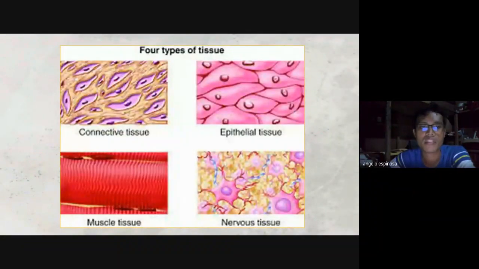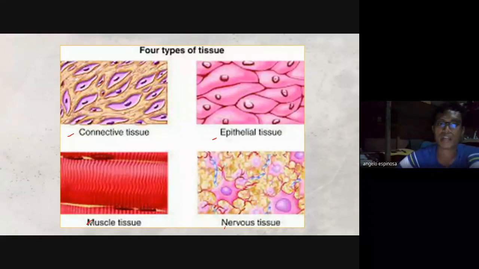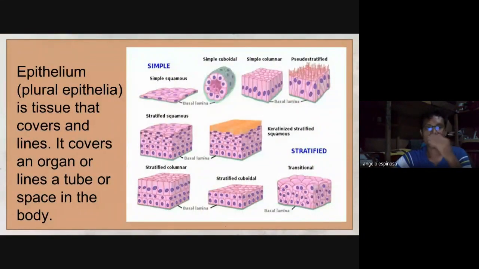So these are the four types of tissues: connective tissues, epithelial, muscle tissues, and nervous tissues. Malaman ninyo. So we have epithelium, or plural, epithelia. It's tissue that covers and lines. It covers an organ or lines a tube or space in the body. Ibig sabihin, ginagamit siya for lining sa small intestine, large intestine. At ginagamit din siya as cover sa mga organ like stomach, liver, lungs.